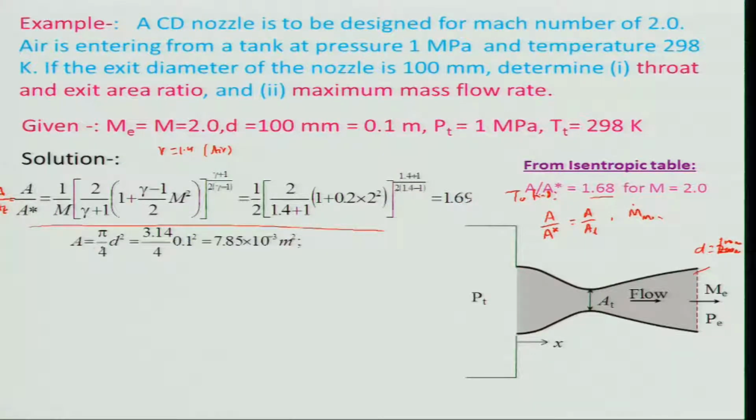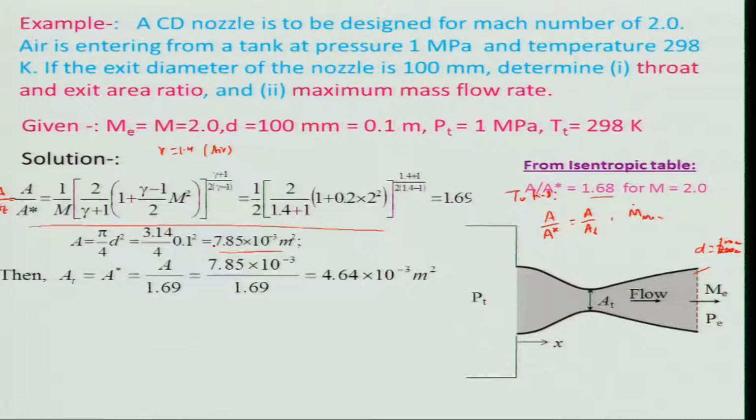Now, the area I can calculate, that is 5 by 2 d, and we will just substitute values and get that. Then A t is nothing but A star, and you can see this is quite small compared to the exit area, because this A is the same as the exit area. It can be any other place as well depending upon the Mach number. That means this expression can be applied to any cross section.